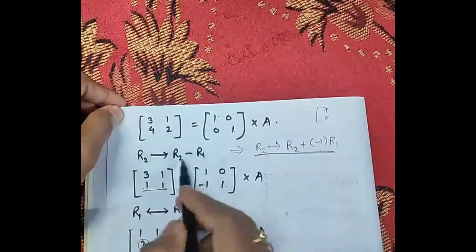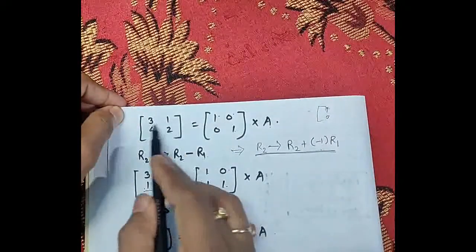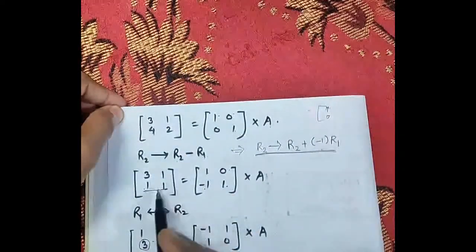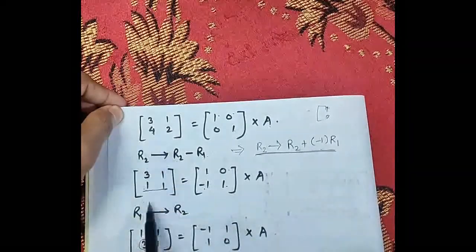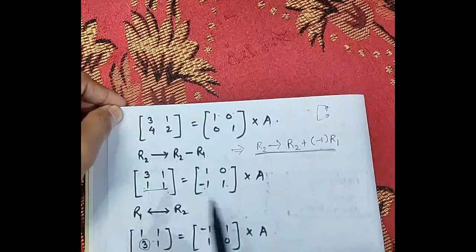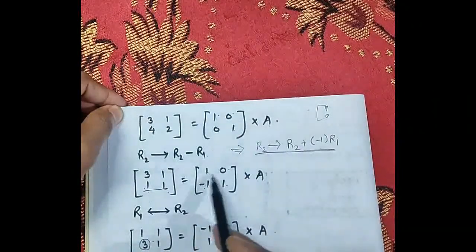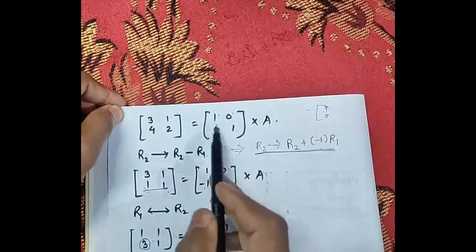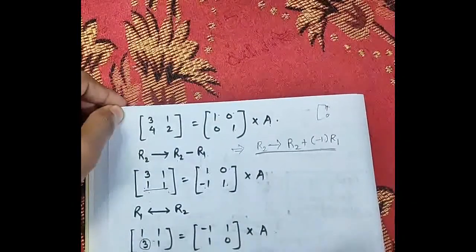So if you do this operation over here, what are you getting? R1 we are not changing. R1 is fixed, 3, 1. R2 we are changing. R2 minus R1, that is 4 minus 3, 1. 2 minus 1, 1. And the same operation we have to perform over this matrix. R1 we are not changing, 1, 0. 0 minus 1, minus 1. 1 minus 0, 1 into A as it is.